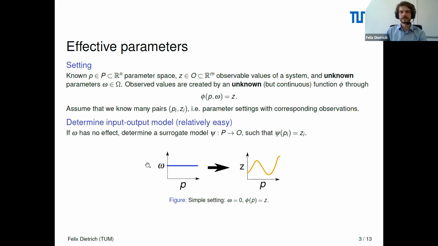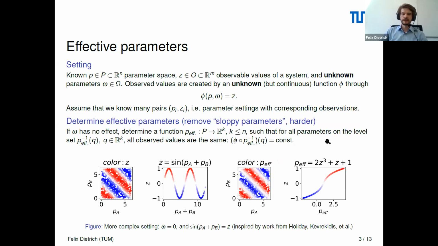This, of course, is a very simple setting, as you can see it here, but if you think that the parameter space is very large and the observable space is very large, then it might be still a challenge to approximate that function. So let's make it a little bit more complicated. Let's say we now have two parameters, PA and PB, and we only have one observable, Z, right? So two parameters go into one observable.